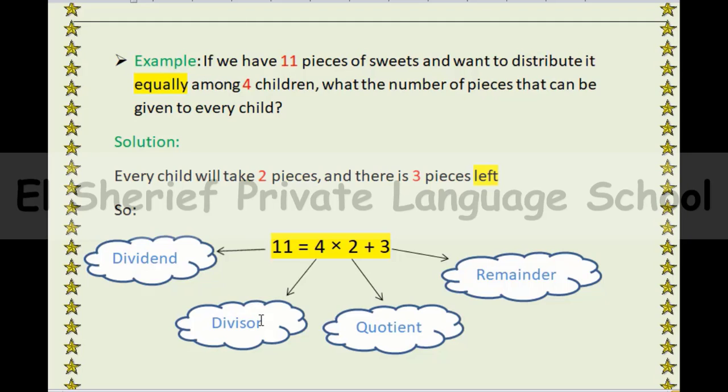So the number that comes before the division sign is called dividend, and the number that comes just after the sign of divide is called divisor. Okay, and the result we get here, like each child will take 2 boxes. 2 boxes here is called quotient. So any result we get from the division will be called quotient. And if we have remainder, like 3. Okay. So the operation of division consists of dividend, divisor, quotient, and remainder.